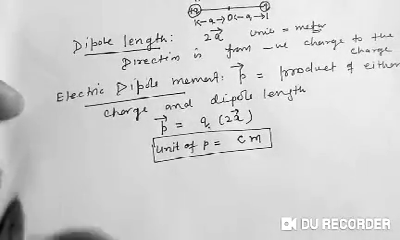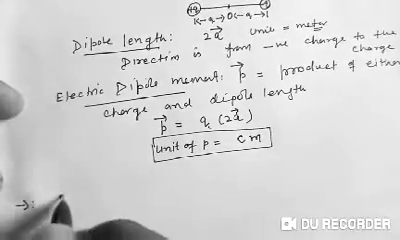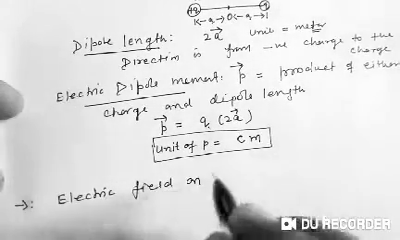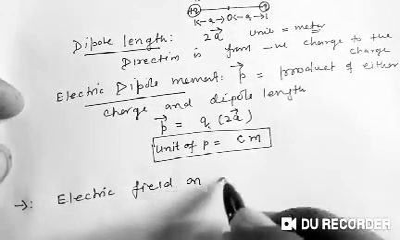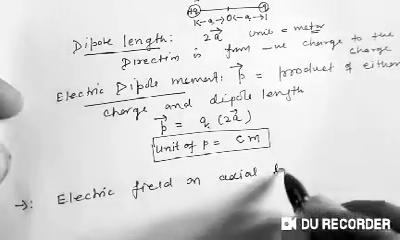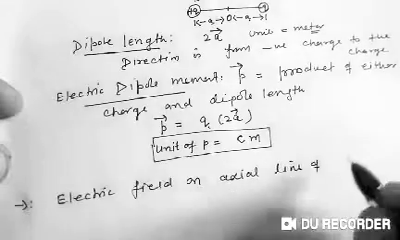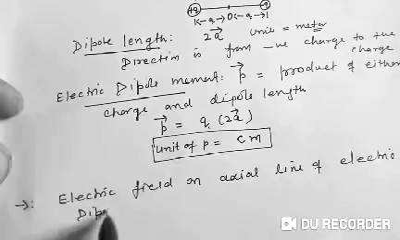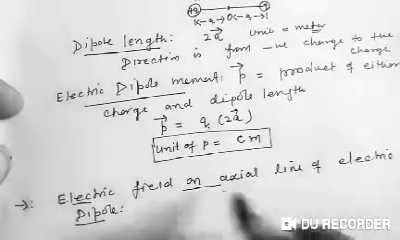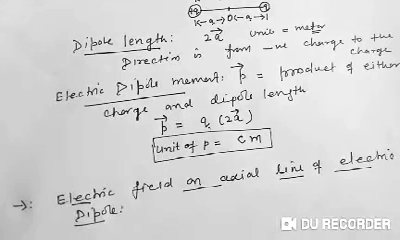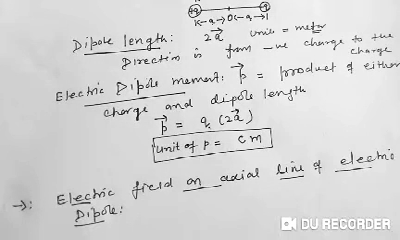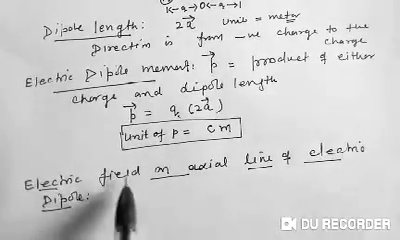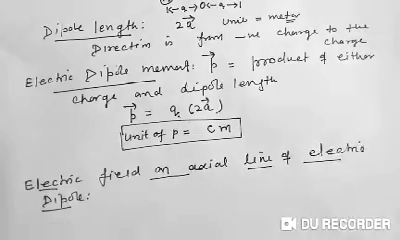Our next topic, which is a very important topic, is electric field intensity on the axial line of an electric dipole. Or somewhere the question may be worded like this: find the electric field intensity at any point on the axial line of an electric dipole.